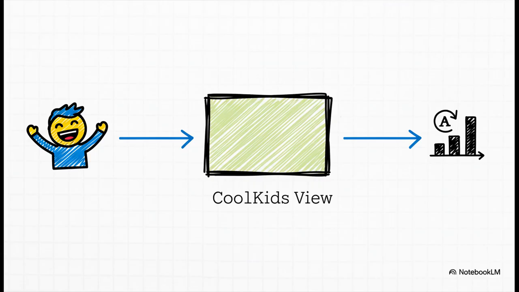And here it is, the payoff. Now, if we want to find the average popularity of the Cool Kids, we don't need that monster query anymore. We just write this beautifully simple line. We're querying our Cool Kids view just like it was a real table. It's clean, it's intuitive, and it just works. That's the power of abstraction.